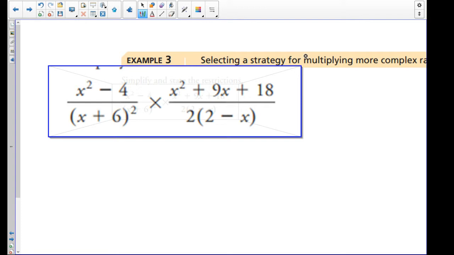So this is 0, and this is 0. Now I'm going to solve for x, with x plus 6 squared on the top. What x value would make this go to 0? x plus 6. I think most people are getting it, so we're going to go ahead and plow through.